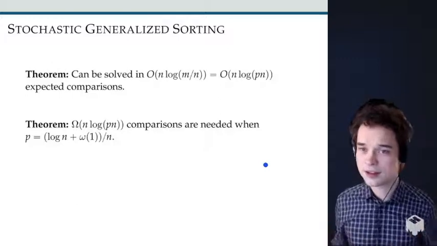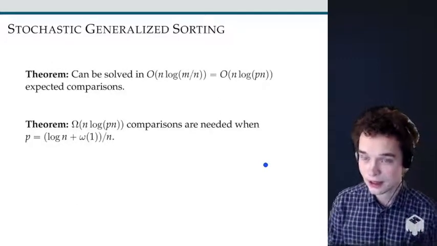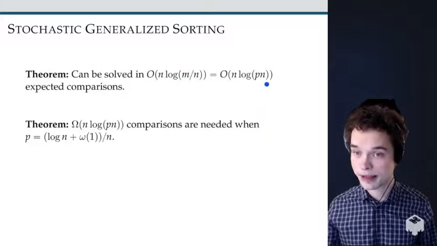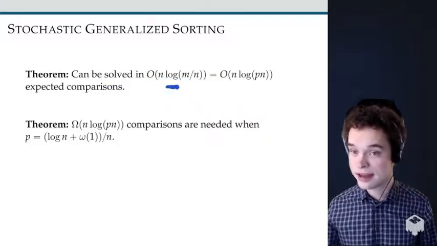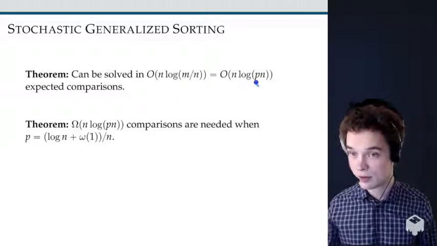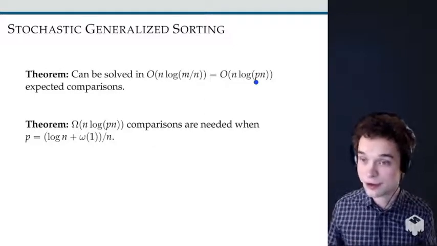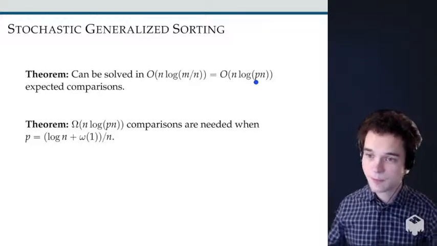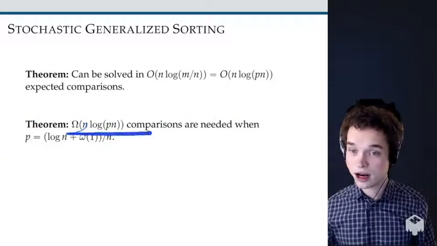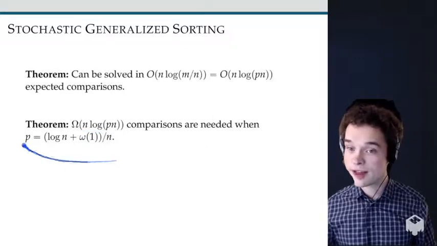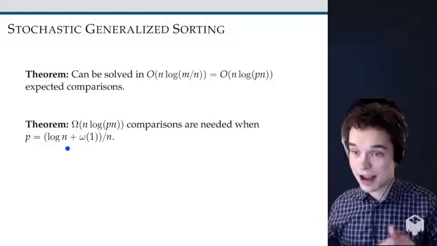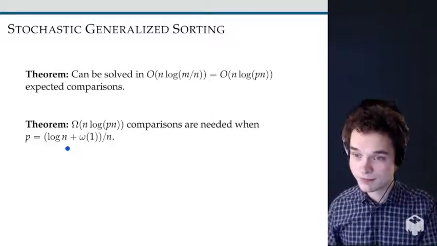So let's dive into the stochastic generalized sorting result in a bit more detail. We proved two theorems. The first is the one we've already seen, the upper bound, that we can do n log m over n comparisons. Another way to write that is n log pn, where p is the probability that a given pair of vertices is an edge. The second result is a matching lower bound. We show that our upper bound is tight for almost all values of p, with the exception of when p is really small, so when your average out degree is log n or smaller.